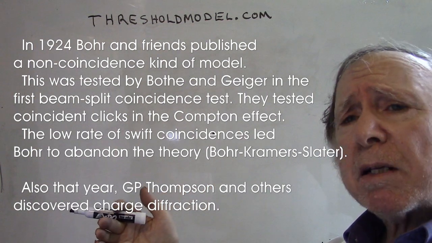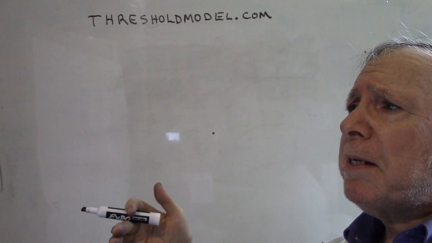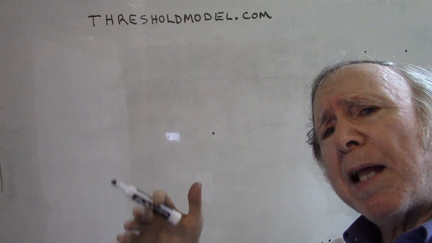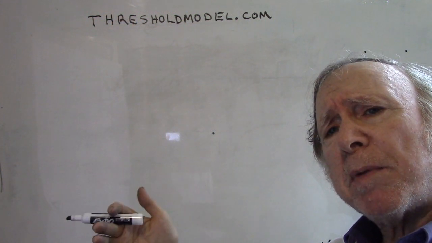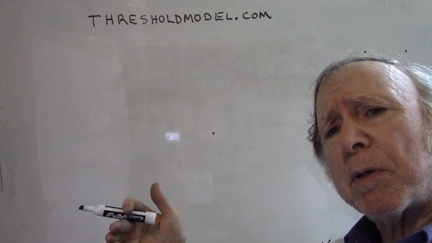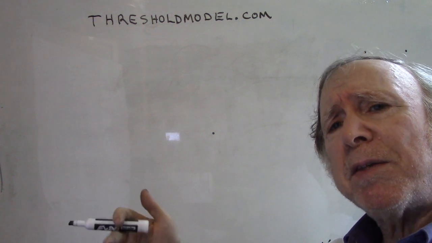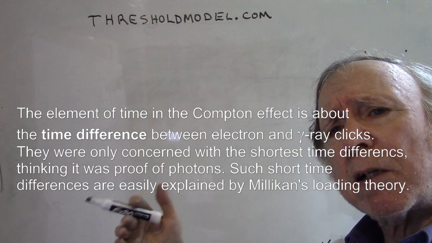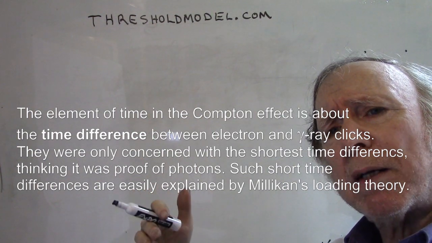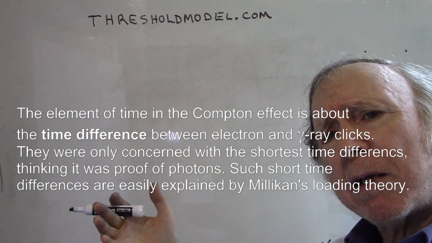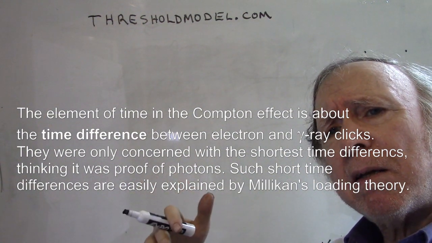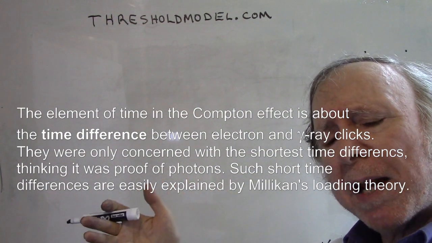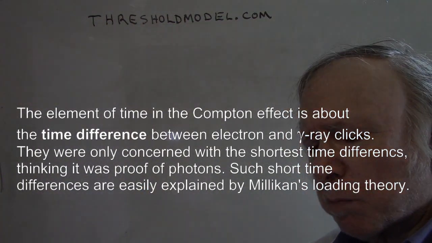In 1956, Bernstein and Mann wrote a paper where they collected the different experiments that were done by other people of the element of time in the Compton effect, and they also make the same mistake of only looking at how fast the electron and gamma ray signature clicks will happen in their detectors. How quick will that happen? What is the response time?